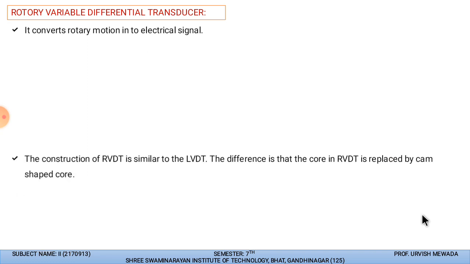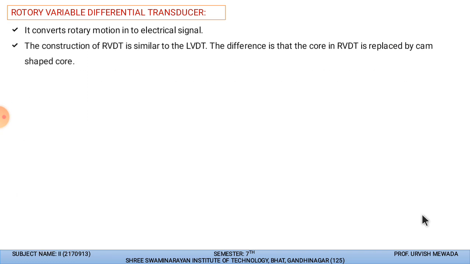So here we have the core, which is rotating in nature. In the previous case, LVDT, the core has linear motion. Now in this we have rotary motion. So if you want to check the displacement of any rotary device which is rotating, and we need to measure that displacement, then we can use the rotary variable differential transducer or transformer. We can measure that displacement with the help of the RVDT.